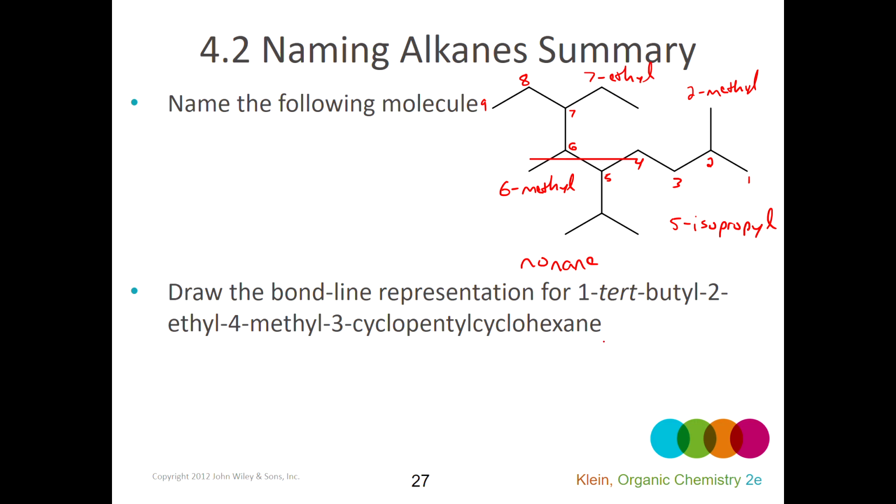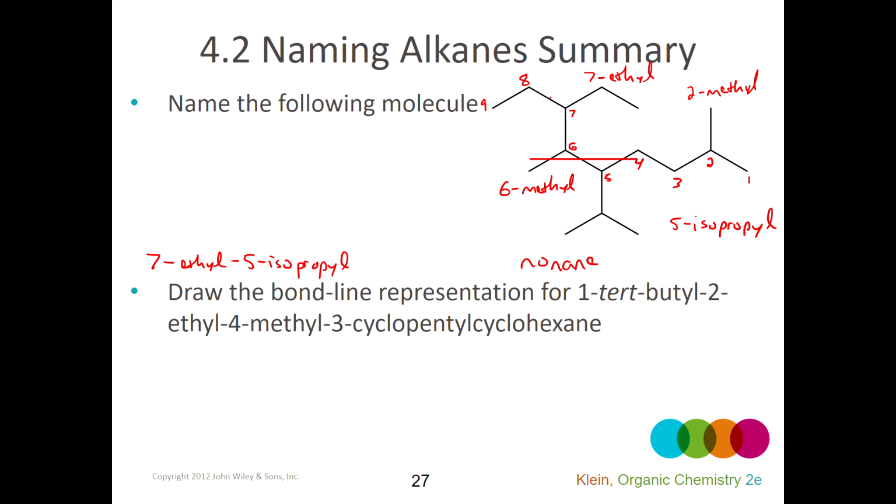So now I have to put these in alphabetically, right? So E comes before M or I. So my name, I would write 7-ethyl. I comes before M. 5-isopropyl. You're going to have a hyphen between a letter and a number, and you're going to have commas between numbers. So follow that as well.